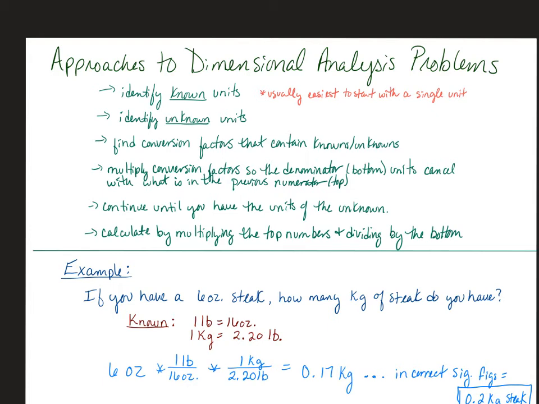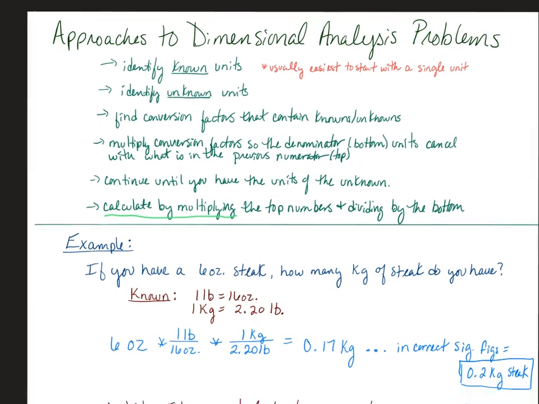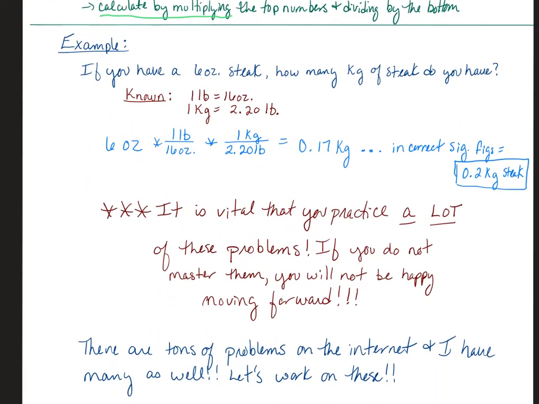So that's sort of what I just showed you. Continue with this process until you have the unknowns. And then the very important step that you can't miss: you have to calculate this stuff. You've got to multiply the numbers on the top, or the numerator, and divide by those that are on the denominator. So let's do some more examples.